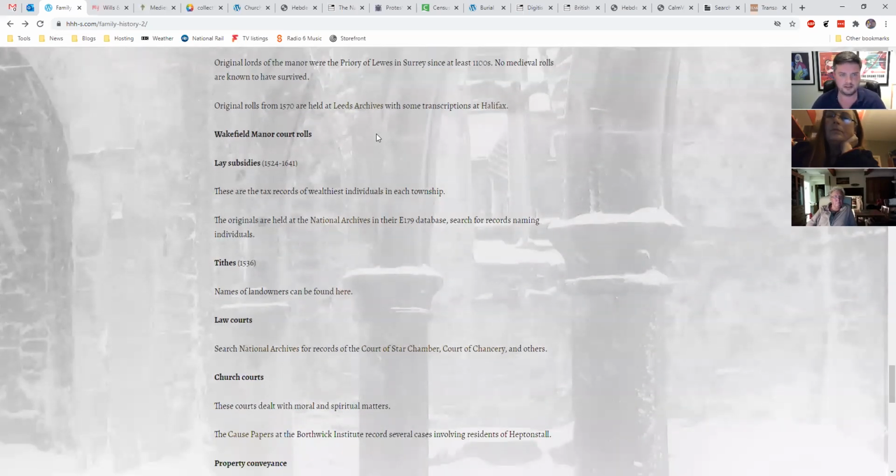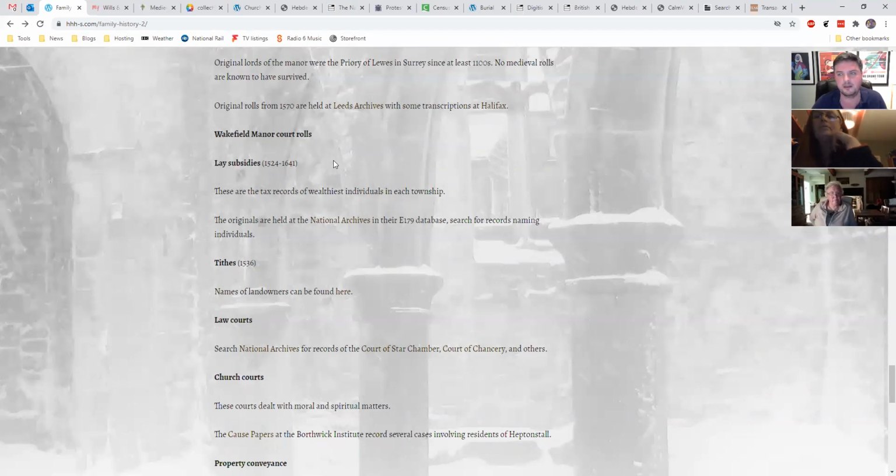Wakefield Manor court rolls, I'll get to those in a minute, very aware of time. Lay subsidies are tax records which exist from as early as 1524. They are the records of the wealthiest individuals of each township, so the threshold was quite high. These lay subsidies were placed on lay people, so not the clergy, and they were generally to fund the king going off and fighting wars in Europe. The earliest for Heptonstall is 1524. I think Halifax starts a little bit earlier.